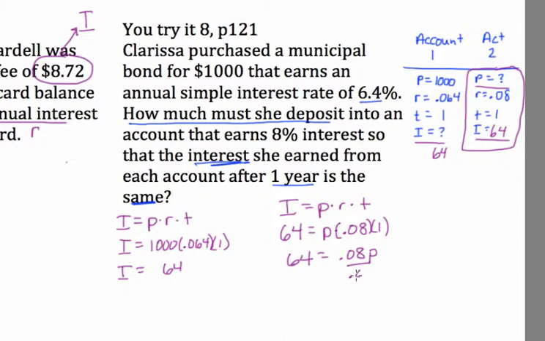So now we can solve for P. In my calculator, 64 divided by 0.08. So my principal on account 2 should be $800 to earn the same amount in 1 year. Again, good organization is the key to these problems.